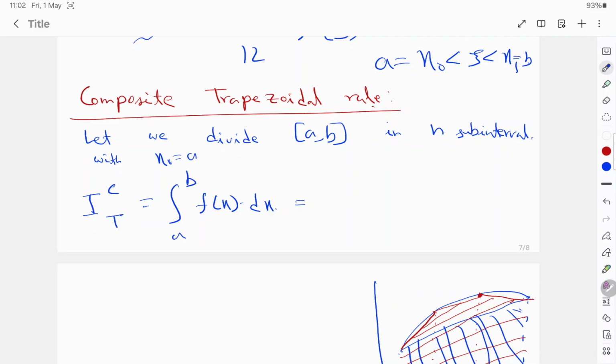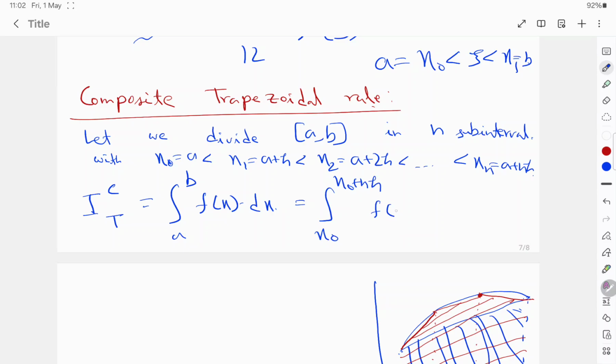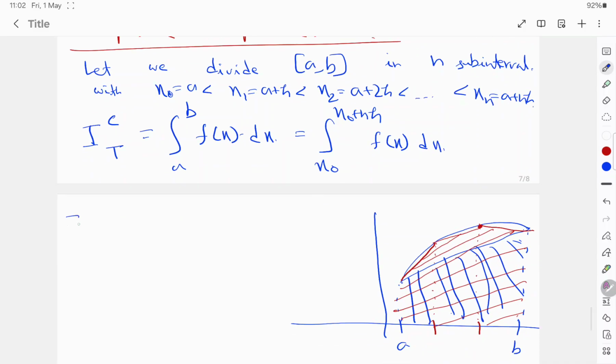Okay, x0 equal to a, less than x1 equal to a plus h, and xn will be a plus nh, right? So this integration becomes x0 to x0 plus nh, no issue. Now we can use the integration formula that a to b you can break into a to c plus c to b, right? That thing here we will use.